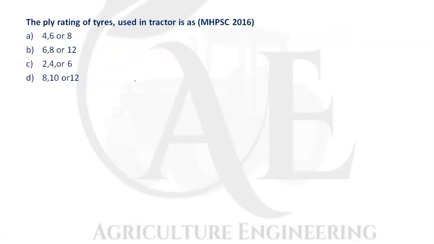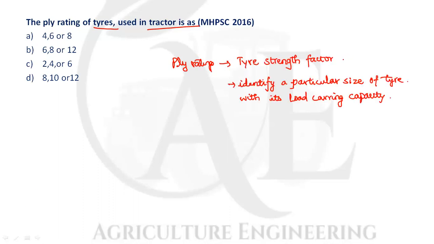Next question. The ply rating of tires used in tractors. So what is ply rating? Ply rating is the tire strength factor. So it is used to identify a particular size of a tire with its load carrying capacity. So the ply ratings used in tractors are 4, 6 or 8 ply rating. Okay, so option A is the correct answer.